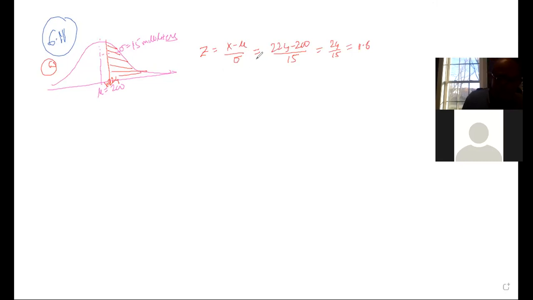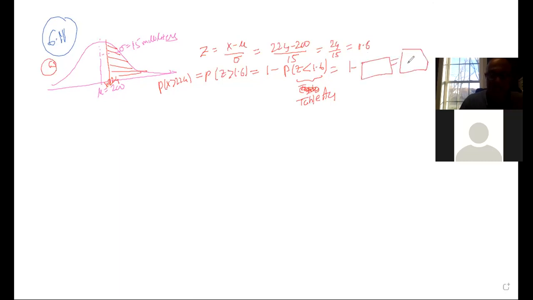Okay, good. So the probability of X greater than 224 is equivalent to the probability of Z greater than 1.6, that is equal to 1 minus the probability of Z less than 1.6. For 1.6, just use the table, table A4. You're going to get 1 minus that number, and whatever you get, that is your answer. So that's how you can solve that example.